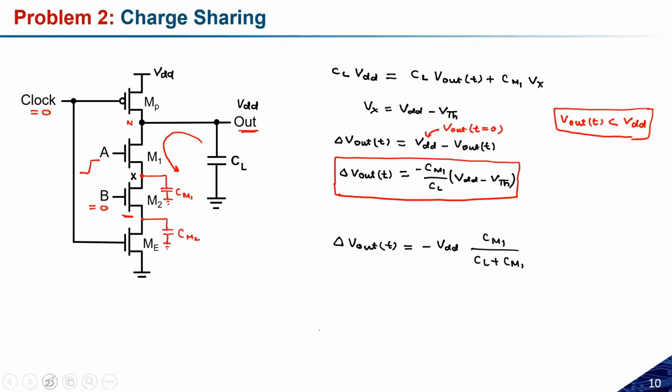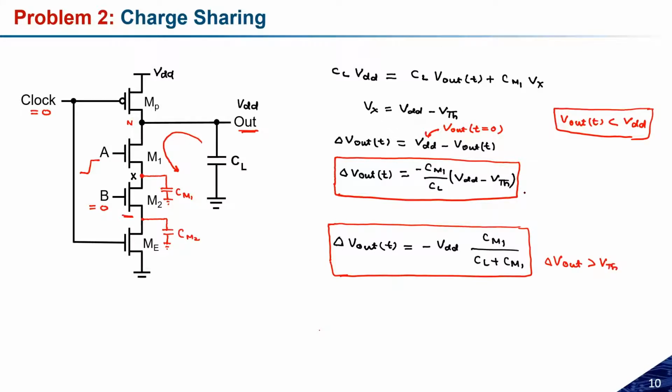This is the actual equation if the delta V out is greater than VTH, and this is the one for delta V out less than VTH. So these are the two conditions, and this is really very important.